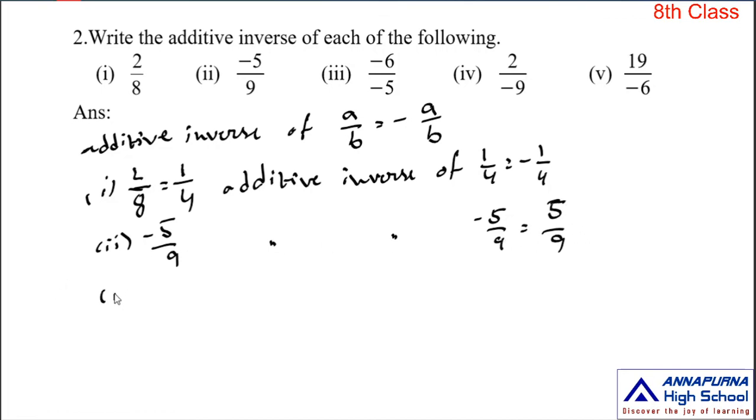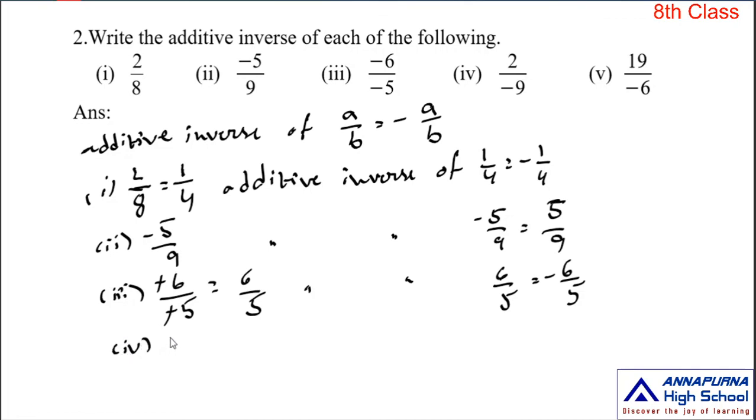And the third one is minus 6 by minus 5. It is not in standard form. Why? Because the denominator is a negative integer. Okay, so cancel the minus signs in numerator and denominator. It is equal to 6 by 5. So its additive inverse is minus 6 by 5. And in the same way, the fourth one, the rational number is 2 by minus 9.